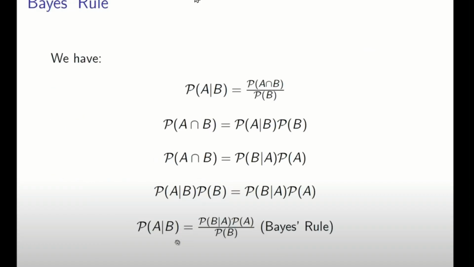Let's come to another rule, Bayes rule. We have seen the probability of A given B equal to P of A intersection B divided by P of B. So P of A intersection B equals P of A given B into P of B, and P of A intersection B equals P of B given A into P of A. When we equate these two equations, we can write P of A given B into P of B equal to P of B given A into P of A. Moving P of B to the other side, we get P of A given B equal to P of B given A into P of A divided by P of B, which is called Bayes theorem.